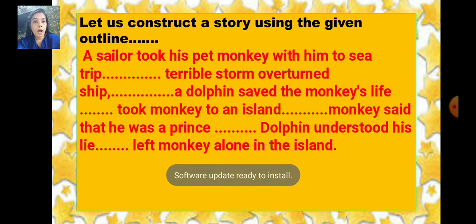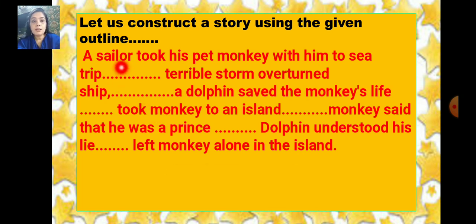Now let's read the outline once again. A sailor took his pet monkey with him to sea trip. Terrible storm overturned ship. A dolphin saved the monkey's life. Took monkey to an island. Monkey said that he was a prince. Dolphin understood his lie. Means he was telling lies, he was bluffing something. Left monkey alone in the island. So I hope you all understood the outline of the story.